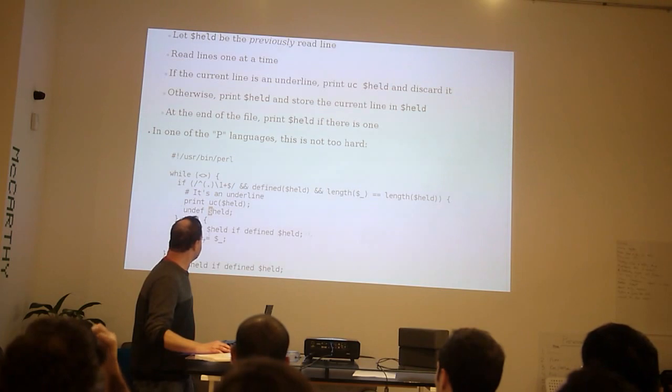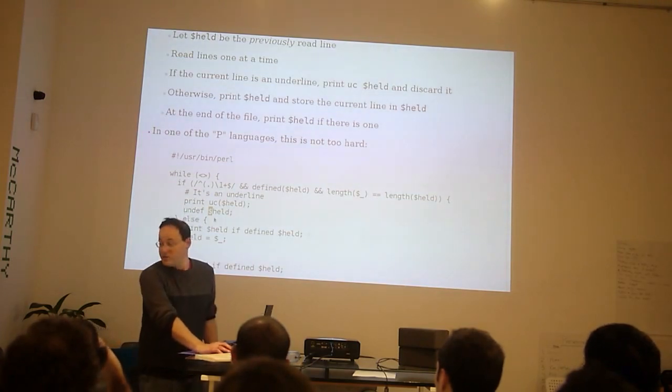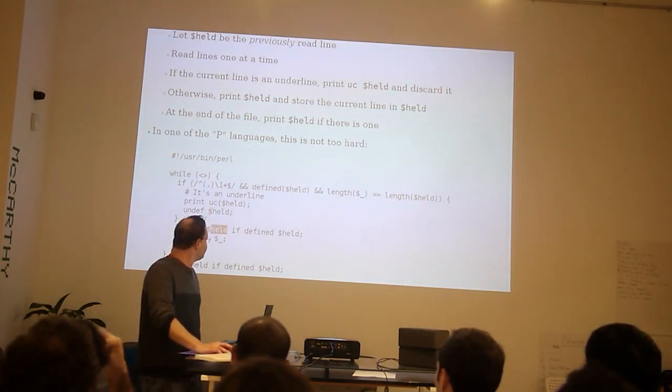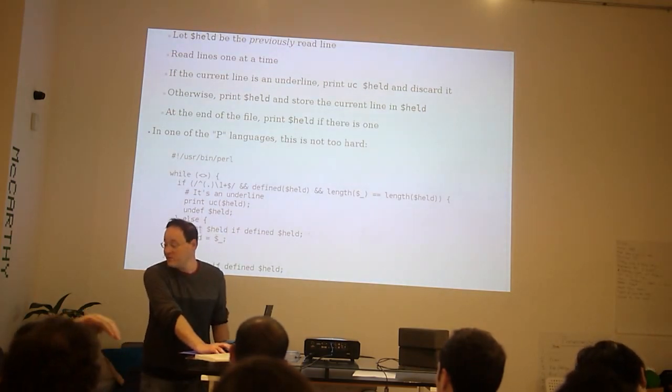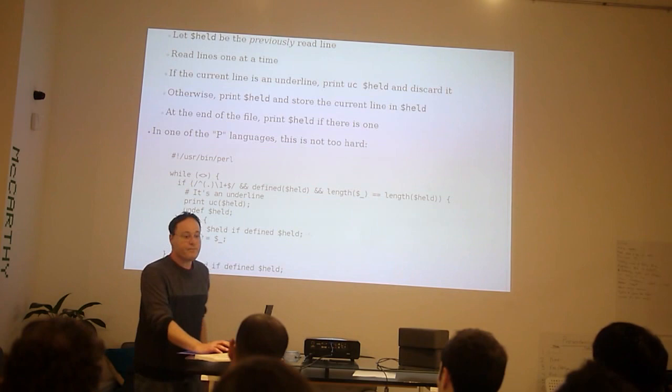Corresponding down here is, well, we saw something that isn't asterisks. We're going to print out the previous held line, and then we're going to save dollar underscore in dollar held for the next line. That's good? Yeah. Thank you.